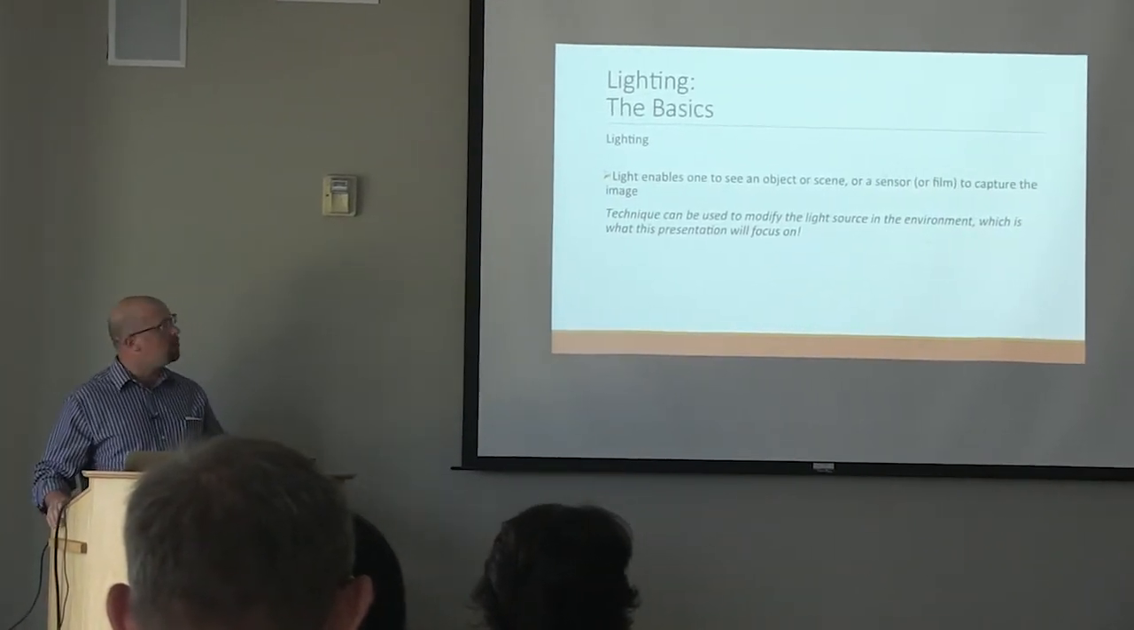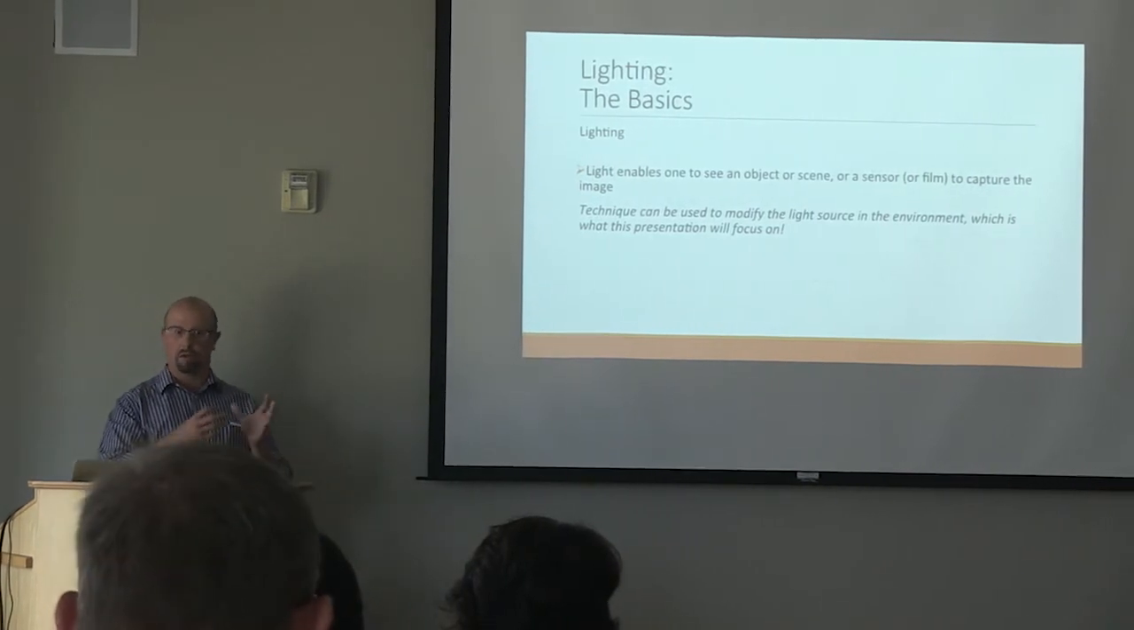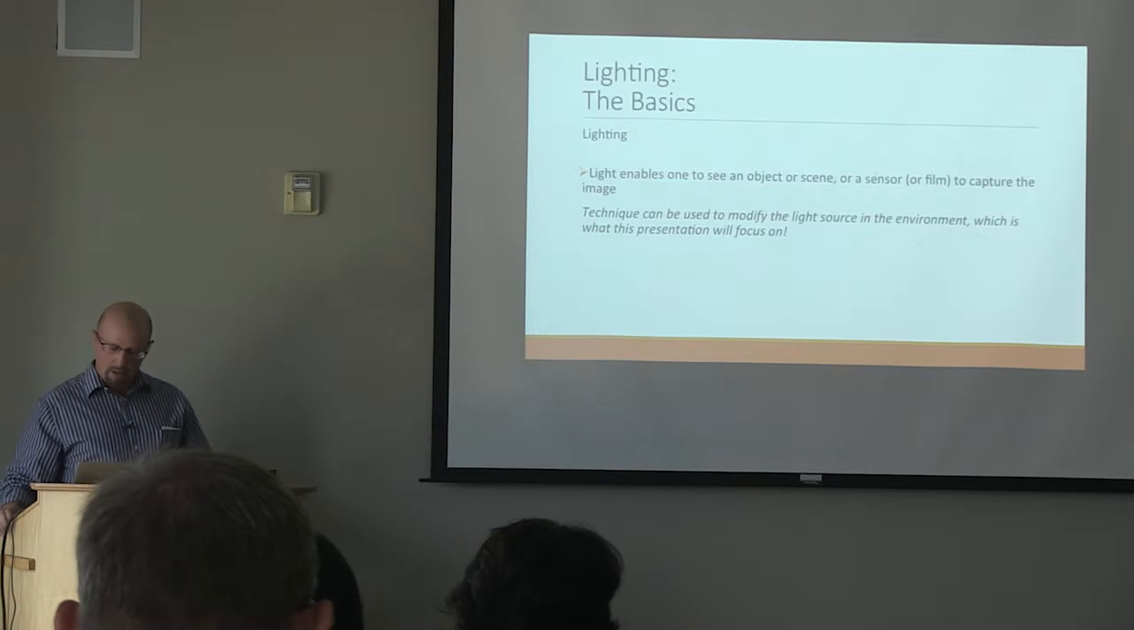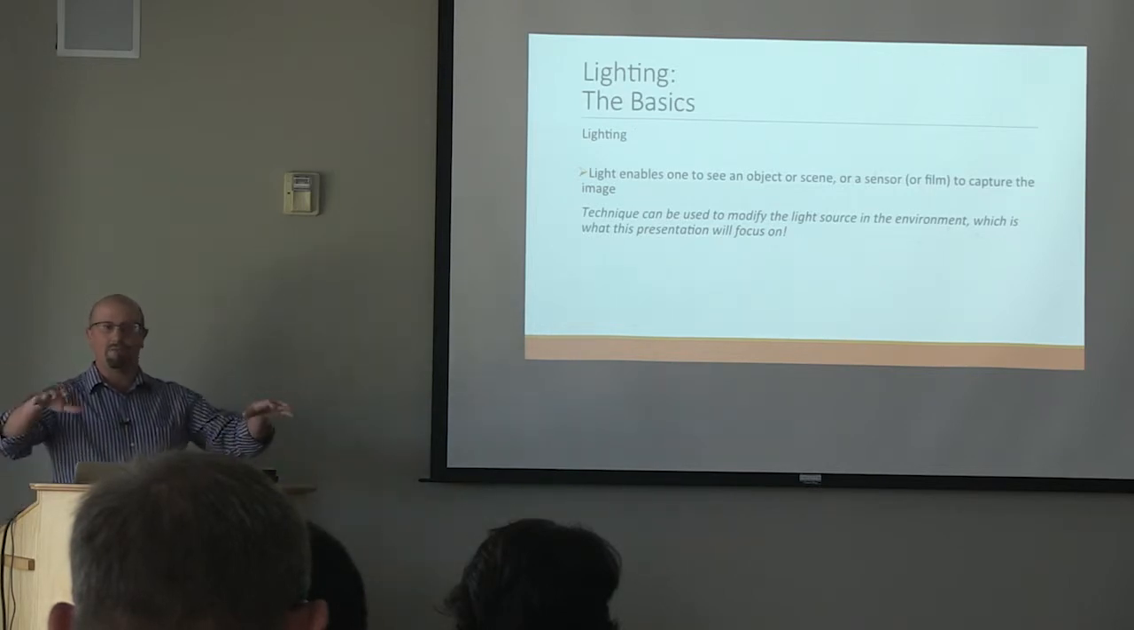So light, as we all know, enables the person looking, or the sensor absorbing, or the film absorbing to see an image. Most of the time we modify that light in the camera itself by putting things on the lens or adjusting the settings Andy talked about, the aperture, the film speed, or ISO. What we want to try and do here is looking at adjusting the environment.